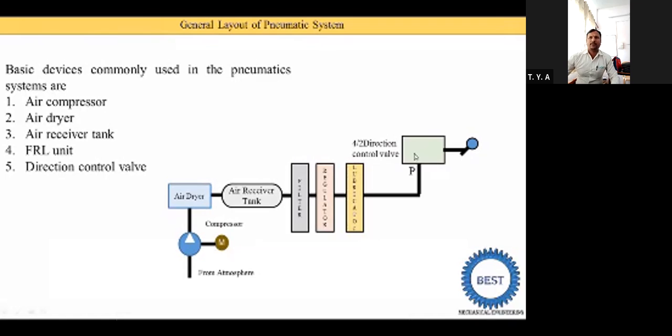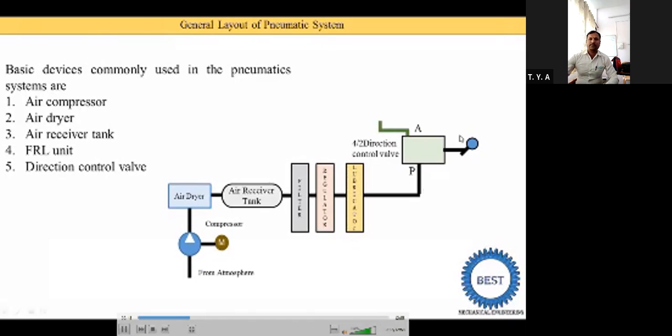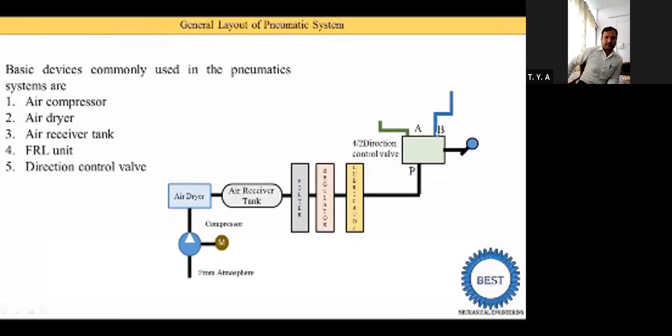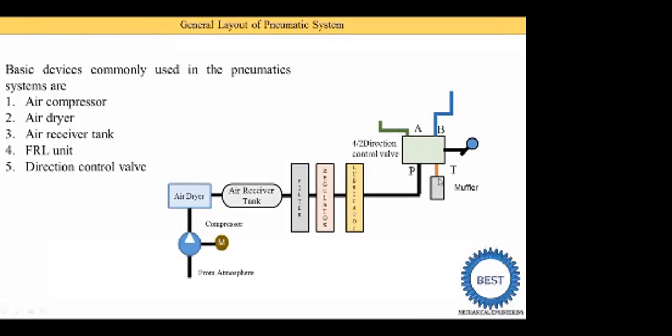Here the port P is there. From the port P, the air is supplied either to the port A, or to the port B, or it is returned through T. So there are a total of 4 ports, and the air is directed in 2 directions. That's why it is called a 4/2 direction control valve. Then after that the flow control valve is there. So here the flow control valve is provided.